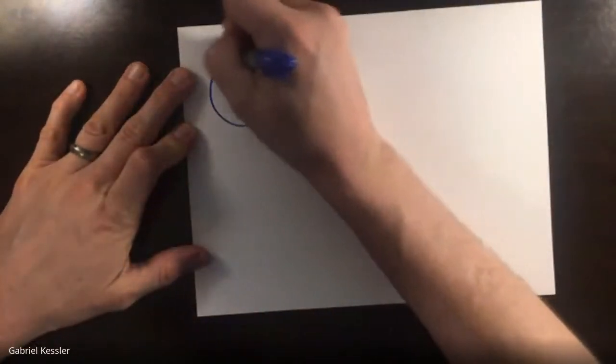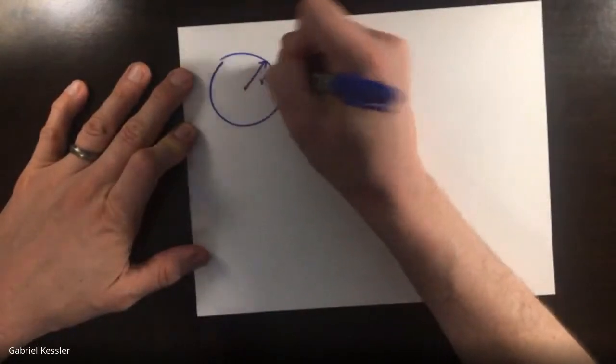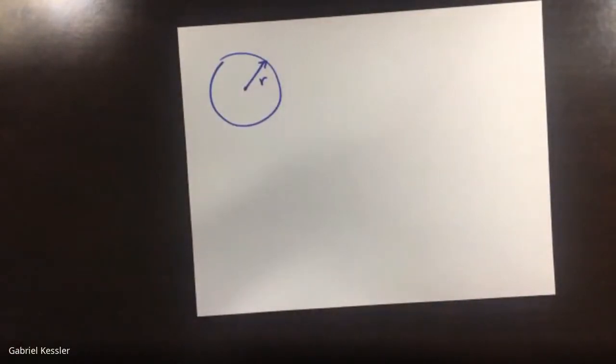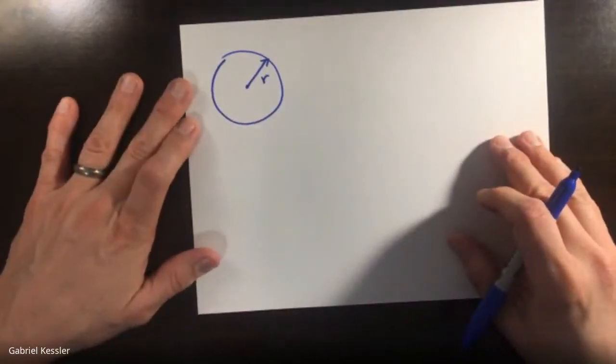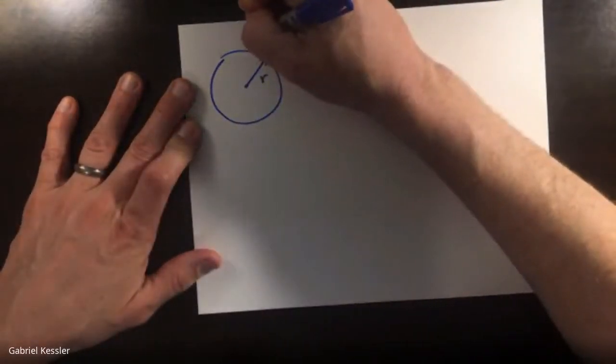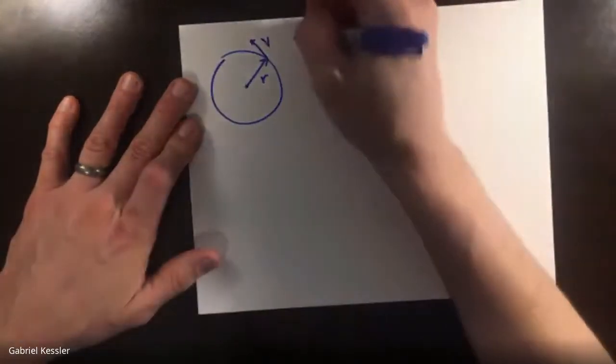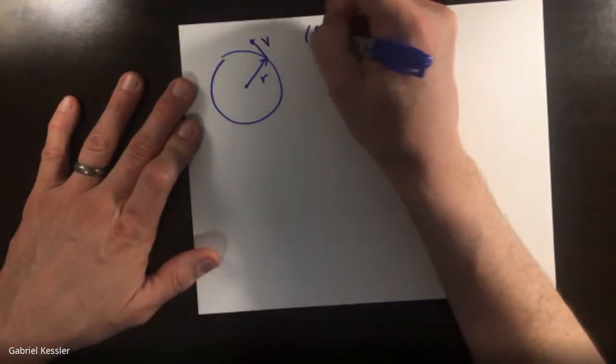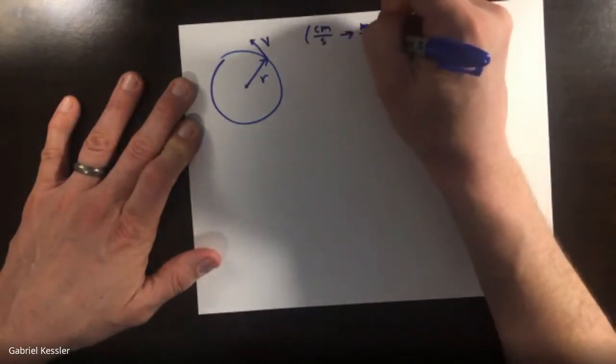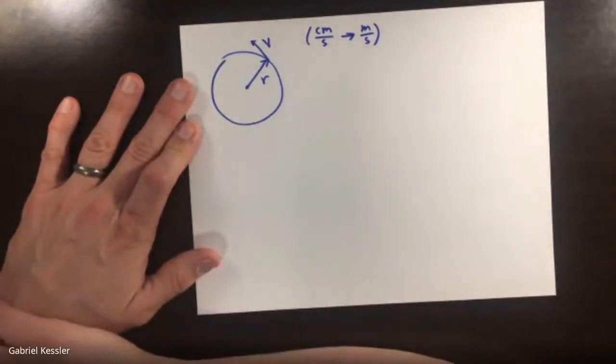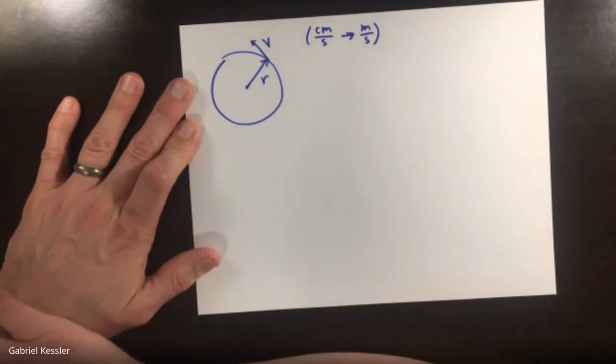So the coin is placed a distance from the center of a turntable, initially at rest. We've got a turntable with the coin placed at a certain radius out. The turntable begins to rotate. It says when the speed of the coin is that amount, so it's got some speed. Now that speed is given in centimeters per second. That has to be converted to meters per second, so make sure you do that. The coin begins to slip. So what's the coefficient of static friction?